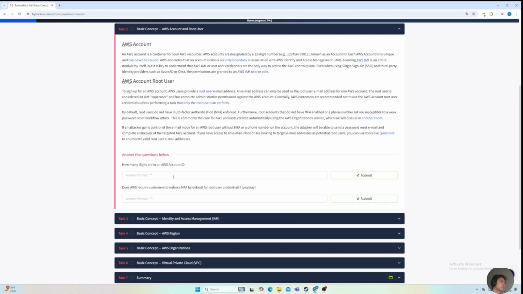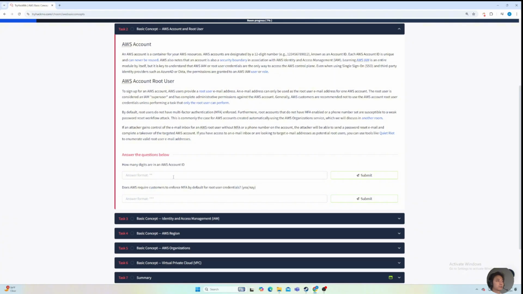By default, root users do not have multi-factor authentication enforced. Furthermore, root accounts that do not have MFA enabled or a phone number set are susceptible to a weak password reset workflow attack. This is commonly the case for AWS accounts created automatically using the AWS Organizations service, which we will discuss in another room. If an attacker gains control of the email inbox of an AWS root user without MFA or a phone number on the account, the attacker will be able to send a password reset email and complete a takeover of the targeted AWS account.